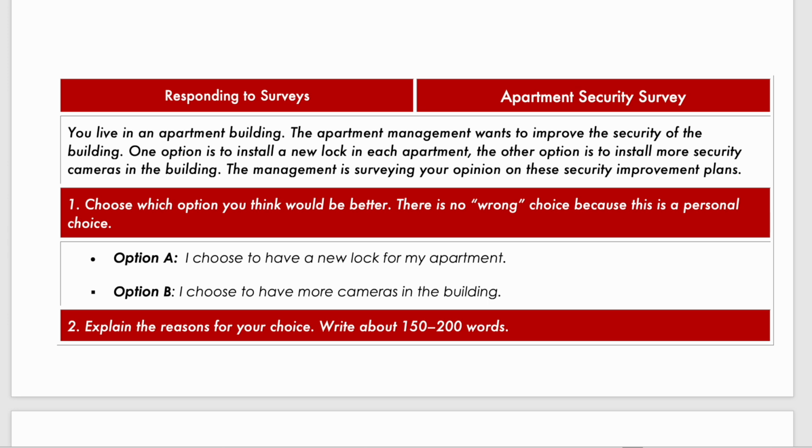The management is surveying your opinion on these security improvement plans. What could make the building more secure? What could improve security? Option A, I choose to have a new lock for my apartment. Option B, I choose to have more cameras in the building. Well, like I said, I probably would go for B.